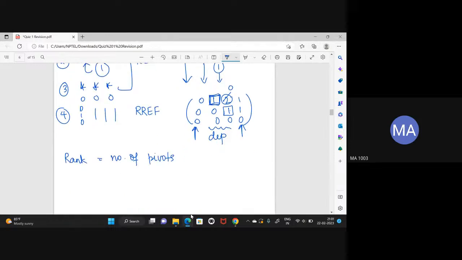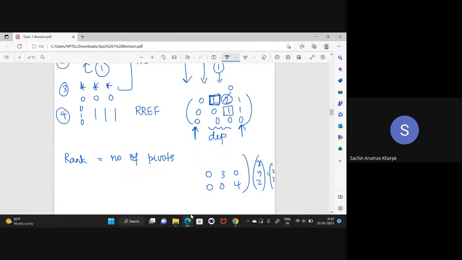Because if it's not one, you have to do one more operation to find the value of the variable. Say you get 2, 0, 0, 0, 3, 0, 0, 0, 4. Even from this, you can find the value of the variables, right? Correct. But then you have to do one extra operation for each row. We don't want that.